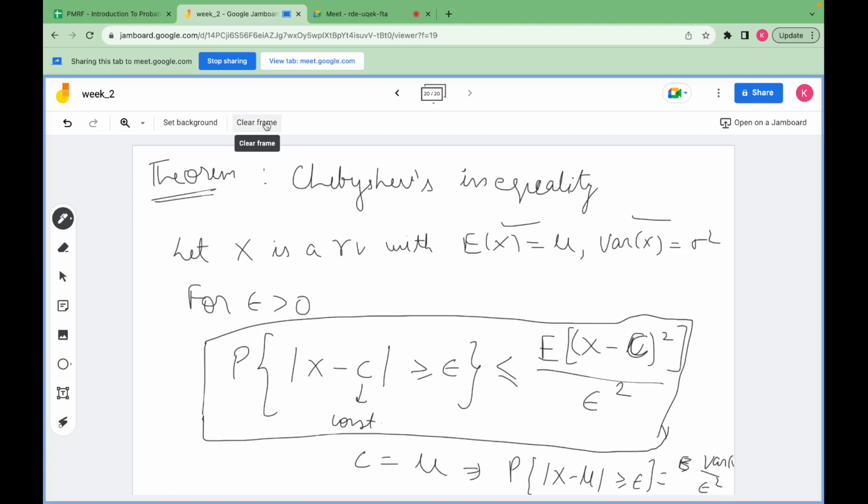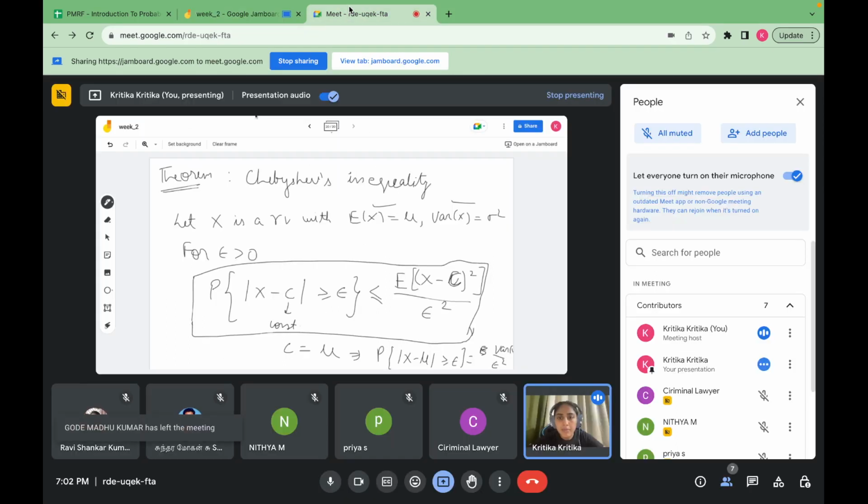So these are the few formulas and inequalities you need to keep in mind when you are solving the questions. We will try to solve some questions, and after this, if we have time, we will discuss some more theory and problems. So I am stopping sharing this.